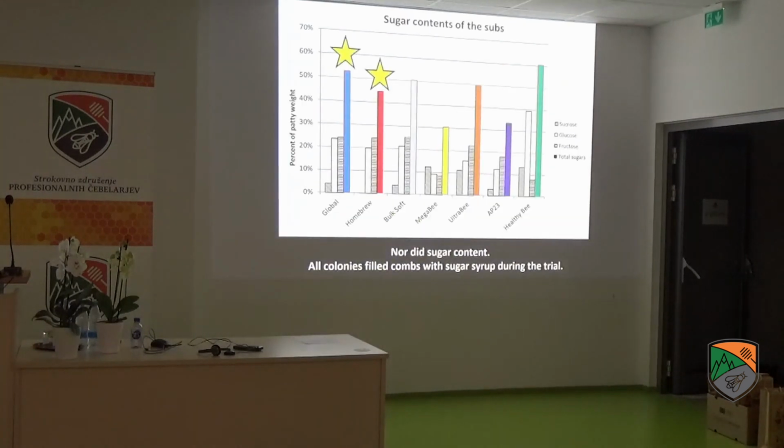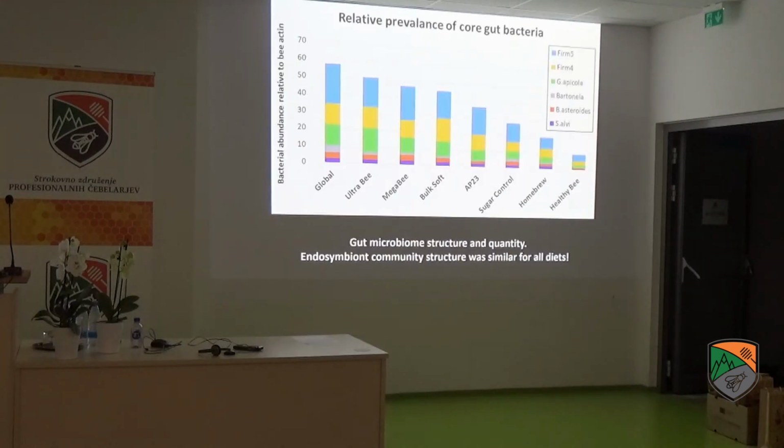Sugar content. We analyzed the sucrose, glucose, fructose, and total sugars would be the solid color right here. Nothing special about sugar content, okay? Relative prevalence of the core gut bacteria. The height of this is total number of bacteria, and the different colors are your core groups. So you can look at the relative percentages of them, and the species composition was the same, whether they were fed pollen or not. But some of them had more.